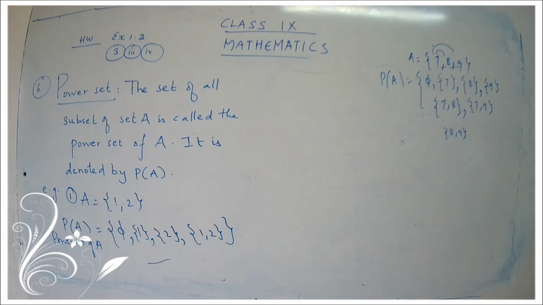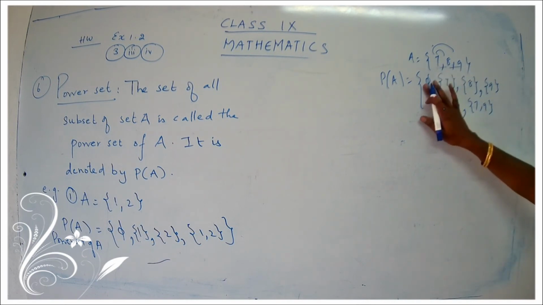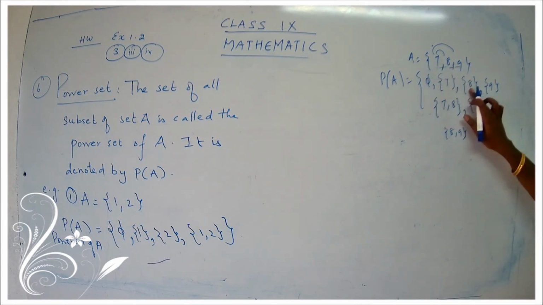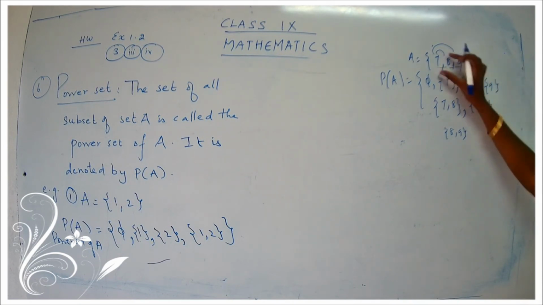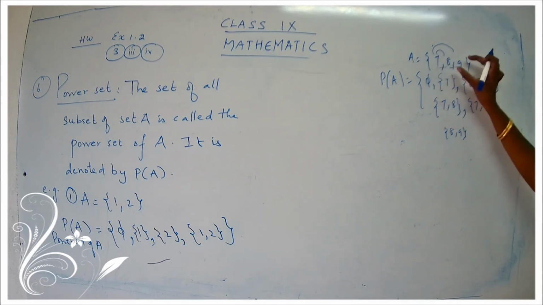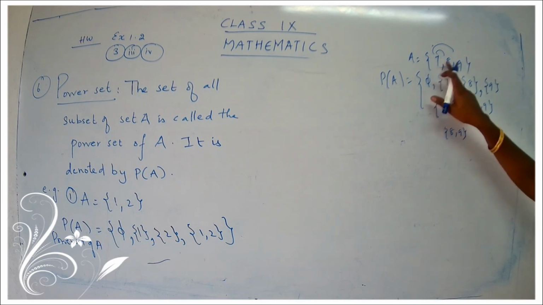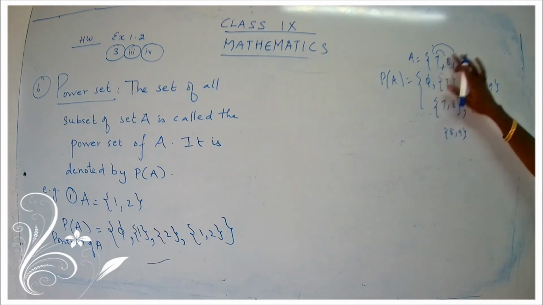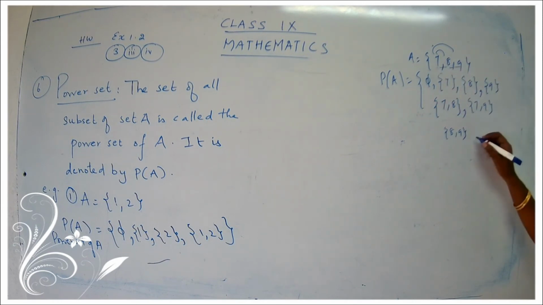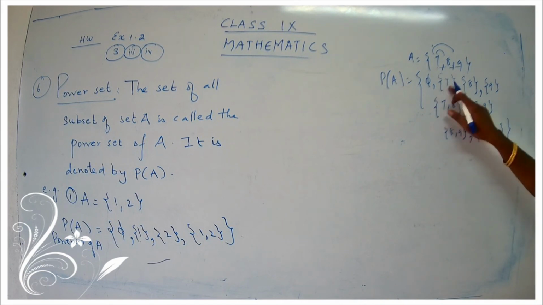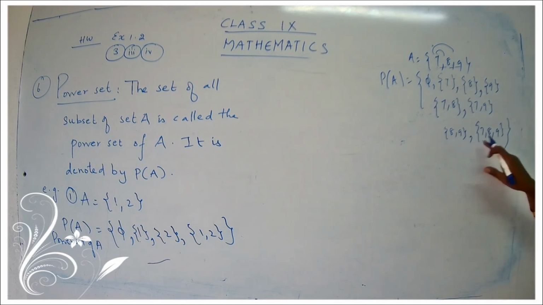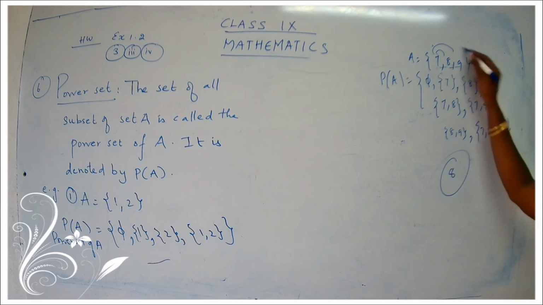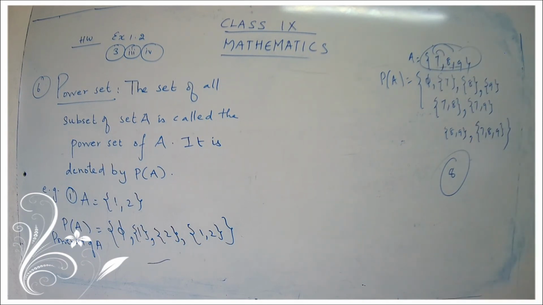I hope you are clear. This is easy. First empty. Then 7, then 8 alone, then 9 alone. Then 7, 8 together. Then 7, 9 together. Then don't take 8, 7 because 7, 8 is already there. 8 and 7 is the same. So 7, 8; 7, 9; 8, 9. And then you have to write all 3 together: 7, 8, 9. See how many elements are there? 1, 2, 3, 4, 5, 6, 7, and the empty set, so totally 8. When it is 3 elements, you have 8 subsets.